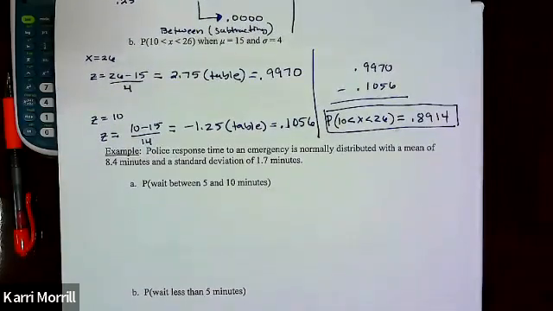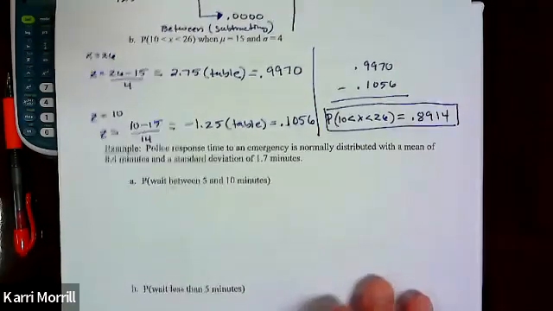Remember, if it was just a less than symbol, you just use the table value, but that just refreshed your memory on the two that are slightly different. If you have a greater than symbol, you need to remember to subtract from one. If it's a between, you subtract the two probabilities.